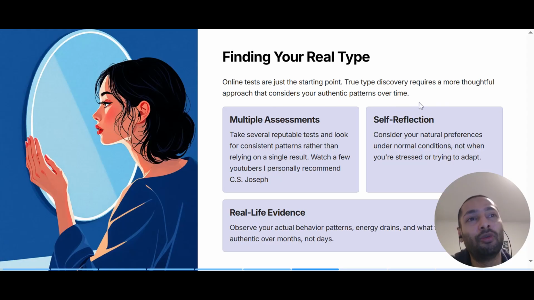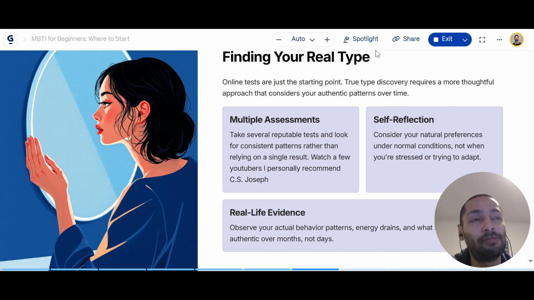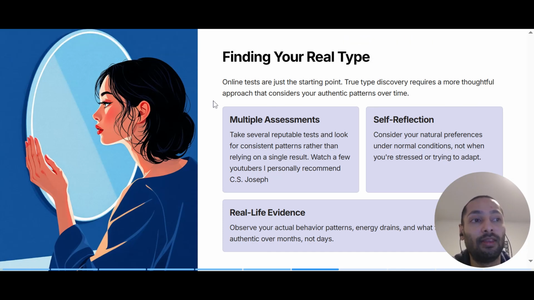True type discovery requires a more thoughtful approach that considers your authentic patterns over time. You probably need to talk to someone in the field for a longer period, or who has taken the time to learn how to type people, because you can figure out people's type by how they communicate, how they express themselves, even the formatting of how they push out music. There's a lot of similarities between types, so there are a lot of ways people can deduce your type. It's difficult because it's quite new and there are a lot of variables with eight cognitive functions.